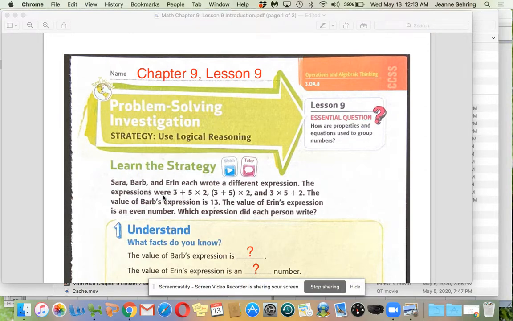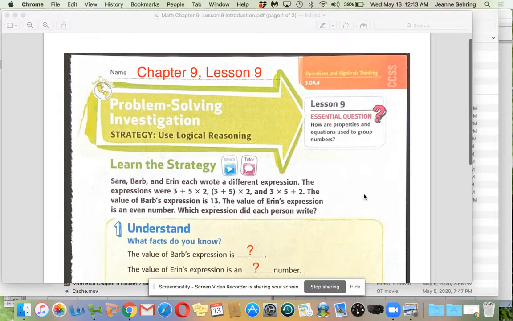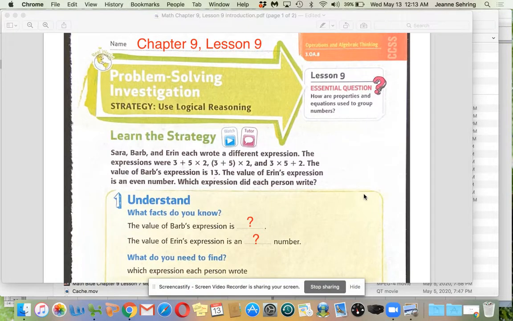So the expressions were 3 plus 5 times 2, 3 plus 5 in parentheses times 2, and 3 times 5 plus 2. All right, so the value of Barb's expression is 13. Okay, so that's a fact that we know. Barb's expression is 13. The value of Aaron's expression is an even number. Which expression did each person write?